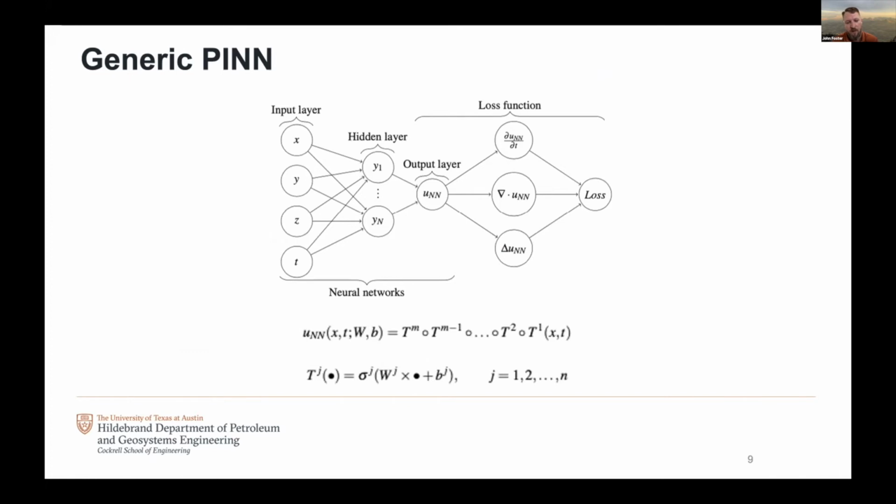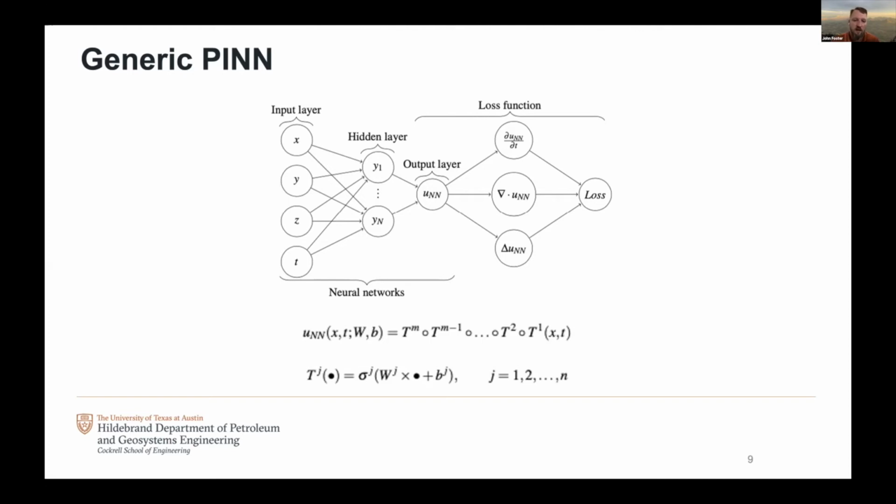So Tshelepi's group at Stanford looked at this problem about a year ago, when physics-informed neural networks were gaining some steam. And they tried to solve this problem with the standard kind of physics-informed neural network.